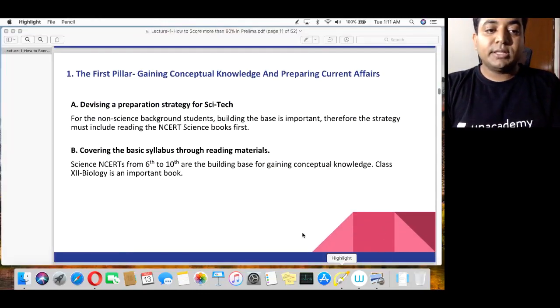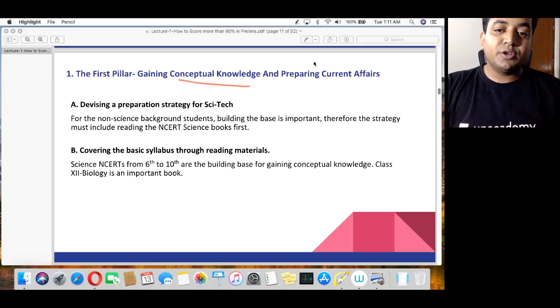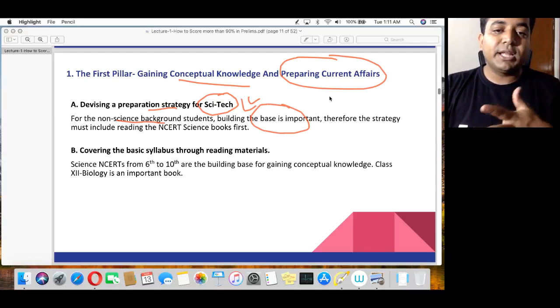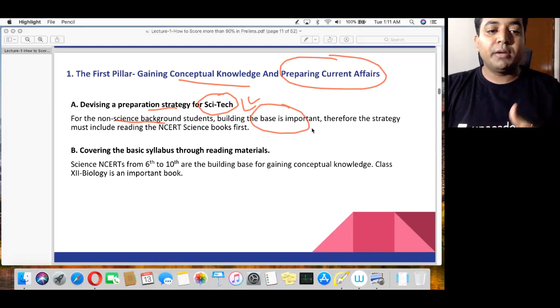So let us discuss the first pillar: gaining the conceptual knowledge and preparing current affairs. You need to devise a very proper preparation strategy for science and tech. I will help you in this particular course, so you can follow that. For non-science background students, you need to build the base. It is very important. First of all, start with the science NCERTs. You can start with 6th, 7th, 8th, 9th, 10th, 11th, 12th. Anyway, in this course we will cover them in detail so that you don't need to worry about it.